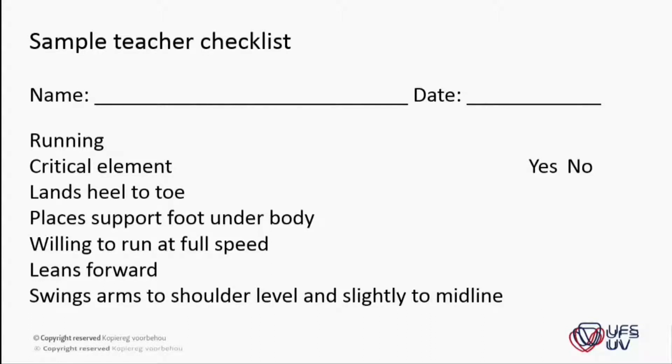This is a checklist that a teacher will use to check whether individual learners have mastered the locomotor skill of running. Look at the criteria. Lands heel to toe, places support foot under body, willing to run at full speed, leans forward, swings arms to shoulder level and slightly to midline. As you can see, the criteria are very specific, with simple yes or no ticks.